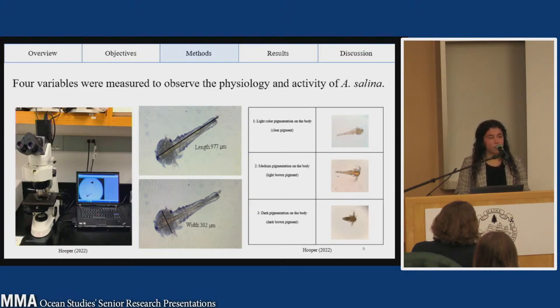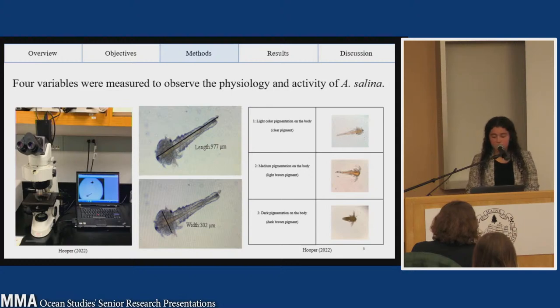Pigmentation was a qualitative measurement using a numerical scale that I created. A value of 1 was a light color pigmentation on the body, usually a clear pigment. Value 2 was a medium pigmentation on the body, like a light brown pigment, which was on 50% or less of the body. And 3 was the darkest pigmentation, which is usually a dark brown pigment on 50% or more of the body.